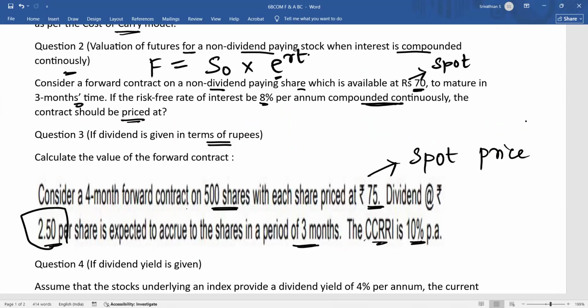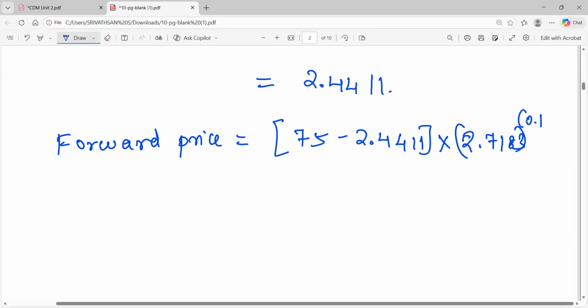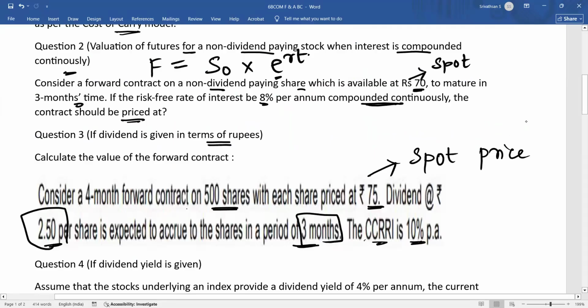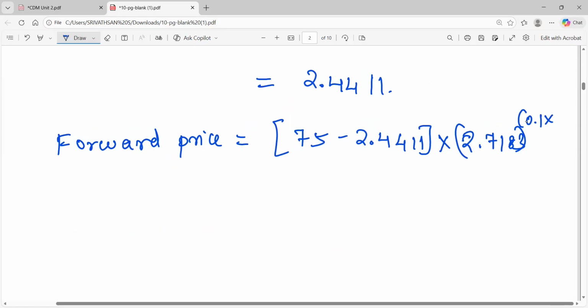What is the time period we should take? 4 months. Why? Because if it is the dividend, we have to take 3 months, since the dividend is paid after 3 months. But here we are calculating the forward price of the contract. After how many months is the contract going to expire? 4 months. So here T should be 4 by 12. So what is the forward price?